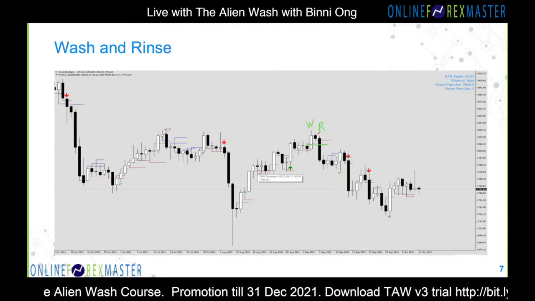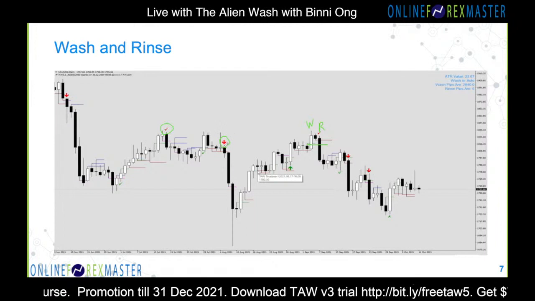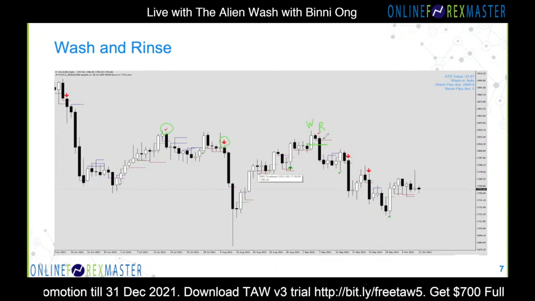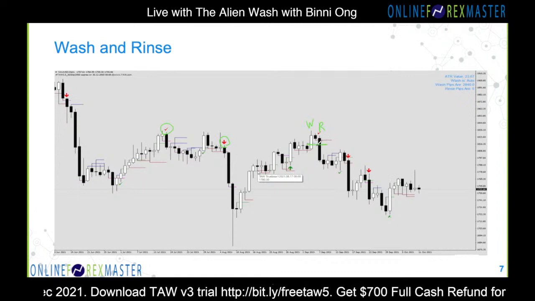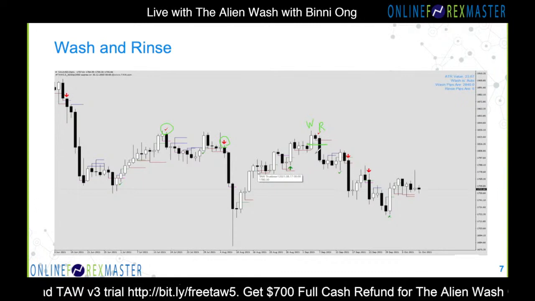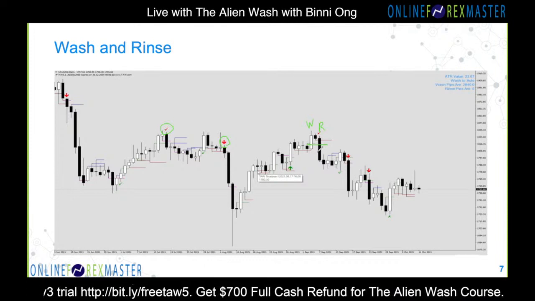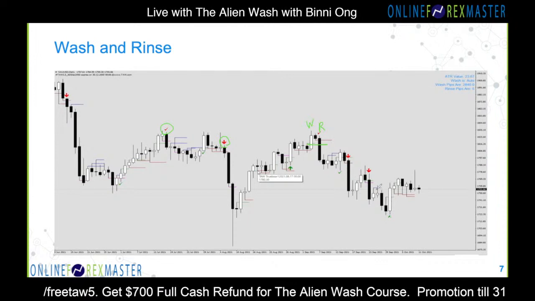Now take a look at this thick red color marking here. Each of these is being plotted by Tor 3.0, which draws the wash and rinse for you automatically. So you can just download the trial version to try it. That means you can have it plotted into your chart. You can get the wash and rinse.